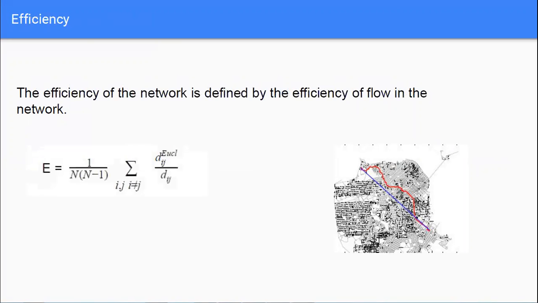So here in this picture, we can see the blue line represents the Euclidean distance between the two nodes in the network, and the red line traces the shortest path between the points through the network. The efficiency of these 2 points is the ratio between the length of the blue and the red line. And the global network efficiency is the average of this ratio for all the pairs of nodes.